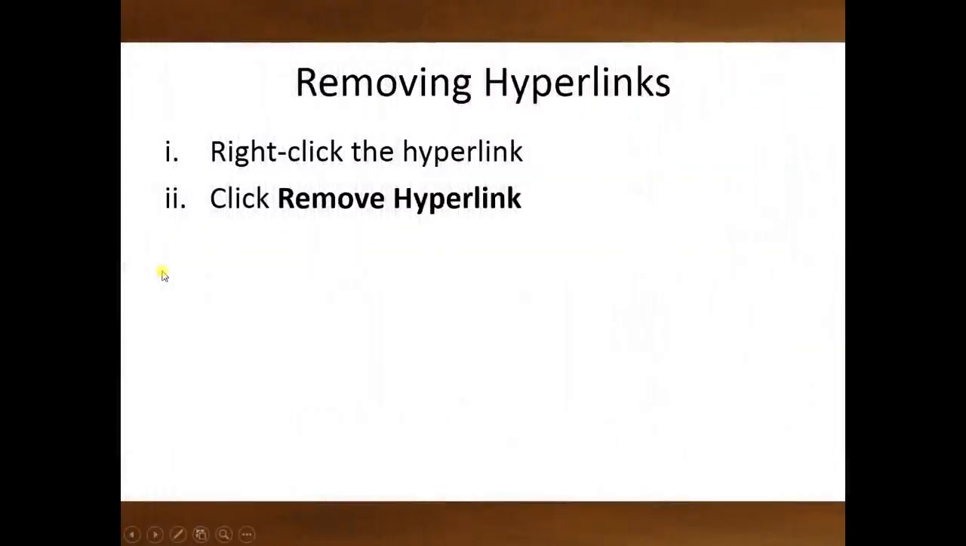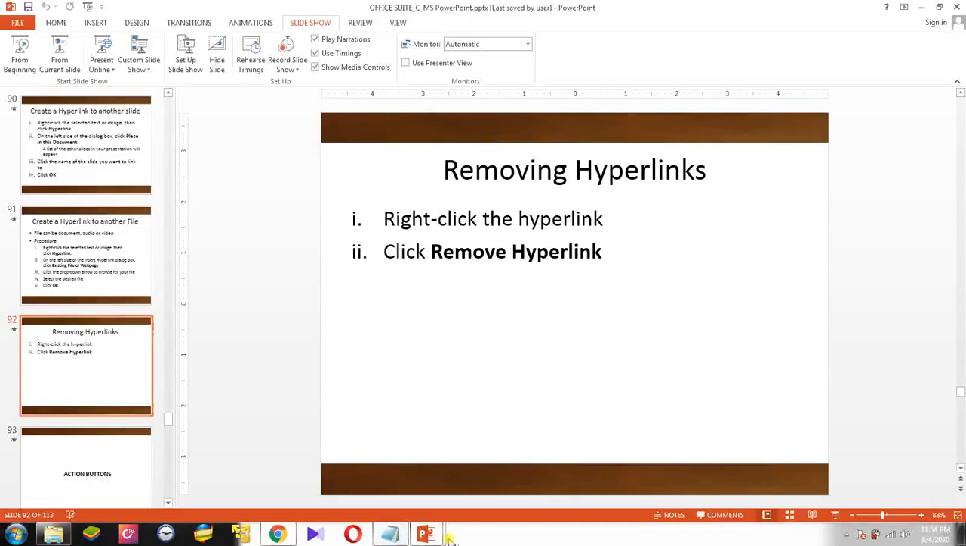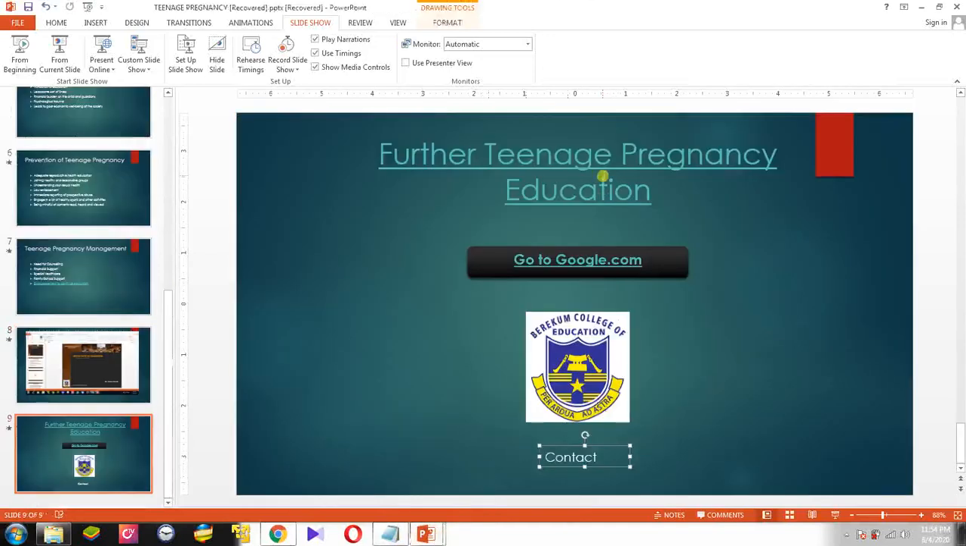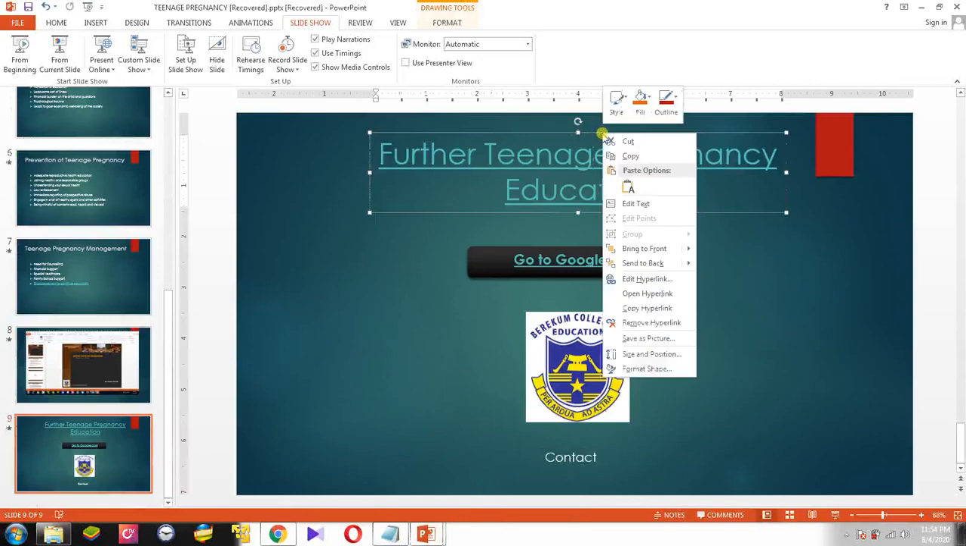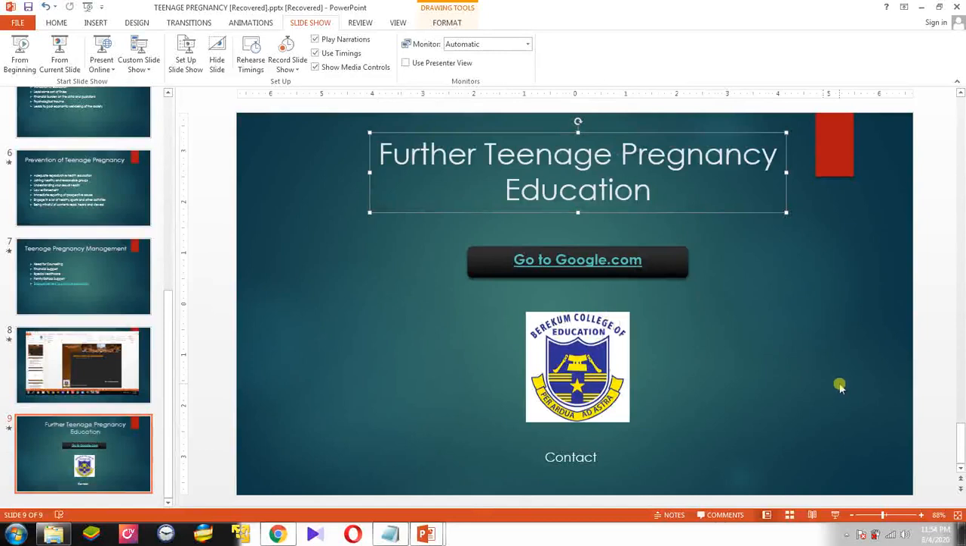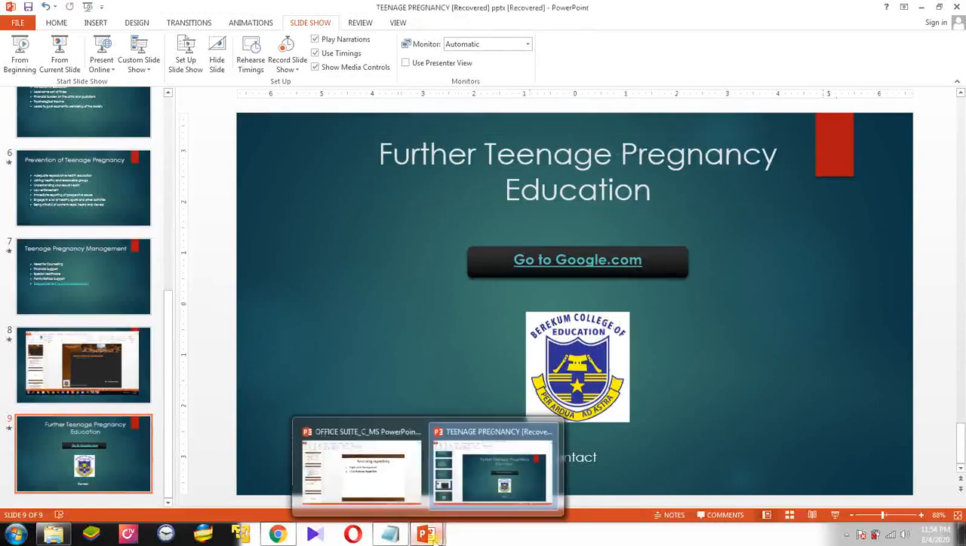Removing hyperlinks is very easy. I think you saw me do it. The procedure is: one, right click the hyperlinked object, be it text, picture, or shape object, and then you click remove hyperlink on the context menu. So for instance, if I want to remove the hyperlink from this text, I'll select it, right click it, and then click remove hyperlink, and that is all. That's how we remove hyperlinks.